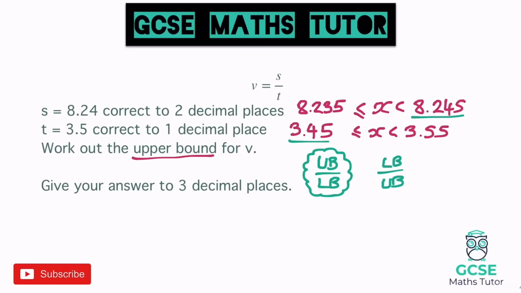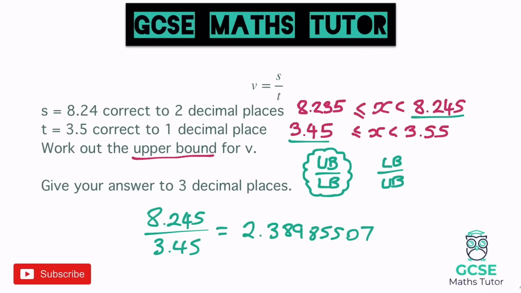So this is a calculator question. We just need to type that in the calculator, 8.245 divided by 3.45, and see what we get as our answer. It's quite a lot of decimals here: 2.3898557. Always just write down all the numbers and then round it however you've been asked in the question.